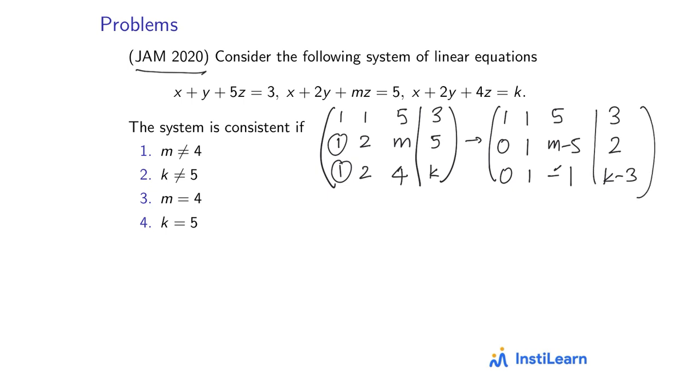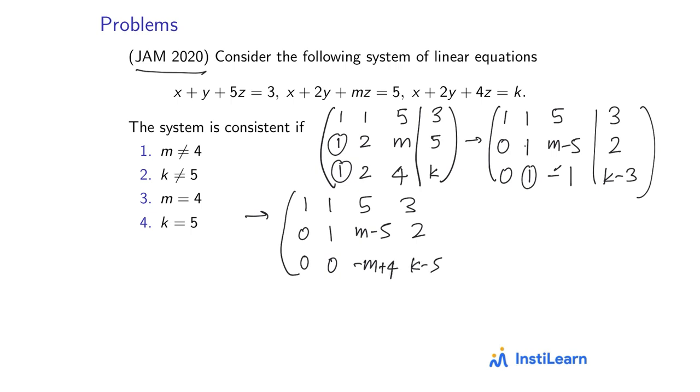Okay, then I create a 0 here, so I subtract from row 2, so I get 1, 1, 5, 3, 0, 1, m minus 5, 2, and then 0, 1 minus 1 is 0, minus 1 minus m plus 5, so I get minus m plus 4, and k minus 3 minus 2, so I get k minus 5. Okay, so we have created zeros here, so now we are ready to look.